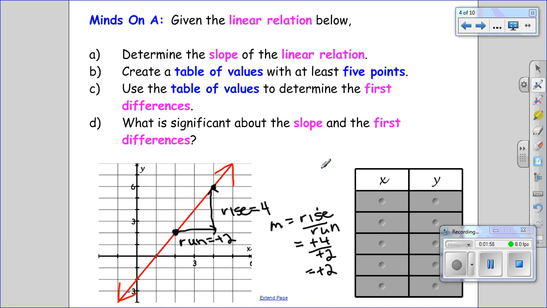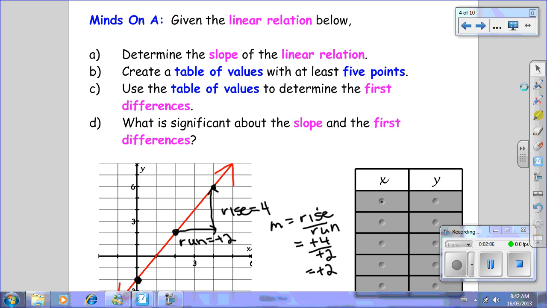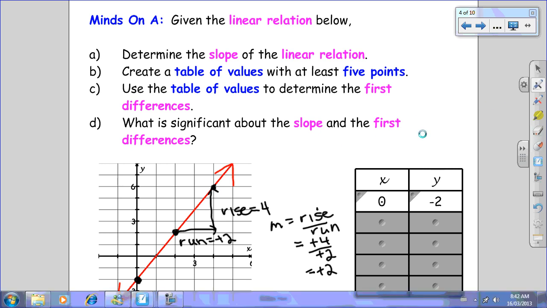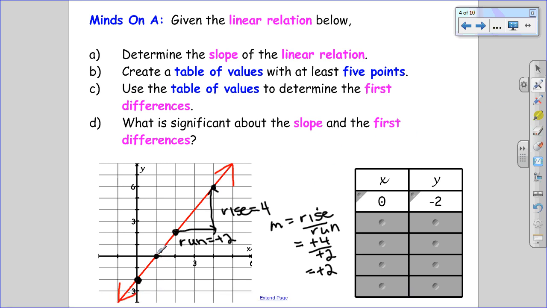Now, to create a table of values, if I look, there's a nice point here at 0, -2. So I'm going to put that one in my table. And there's another point right here that's nice at 1 and 0. And again, I'm going to add that to my table. And this point here that I already used at 2 and 2. And another point here.